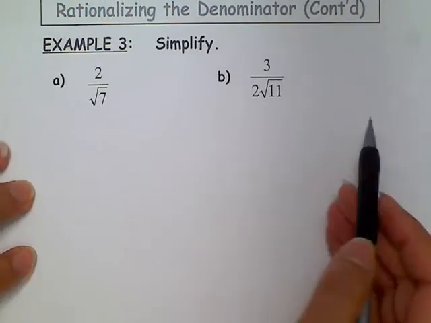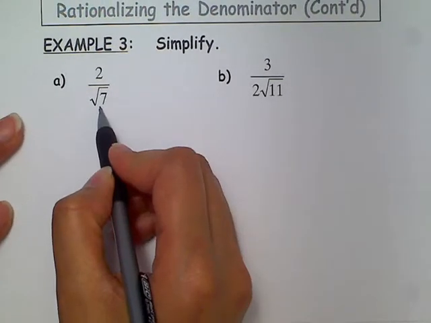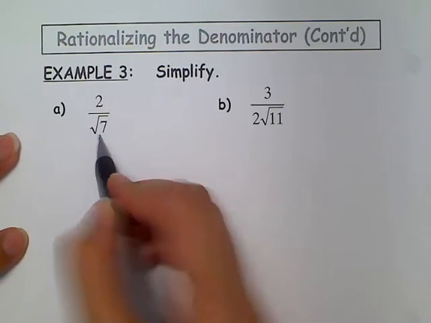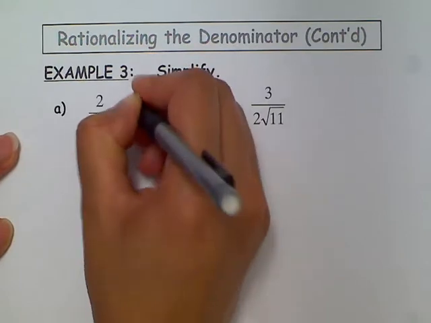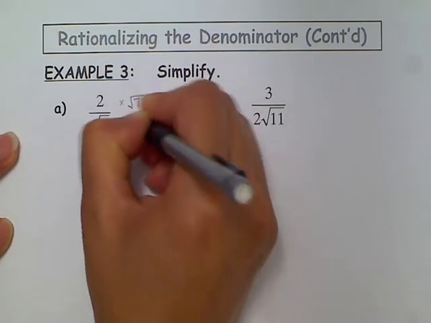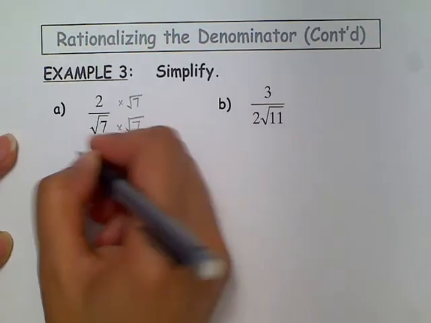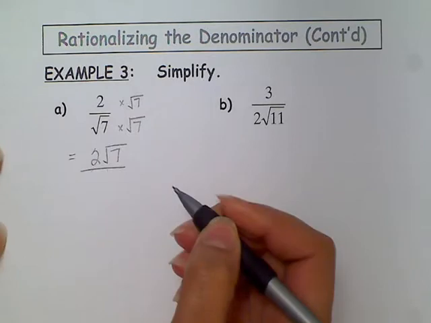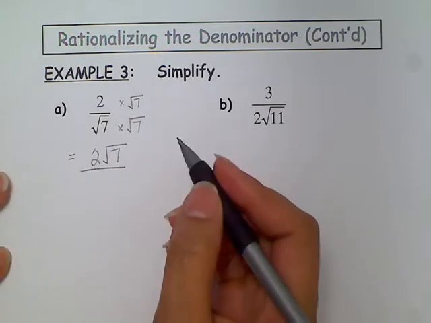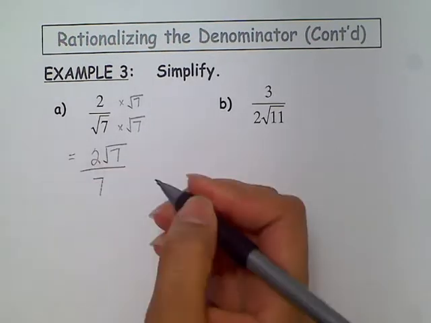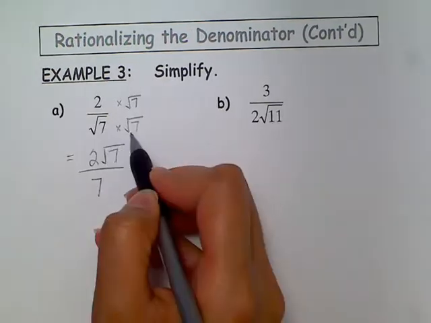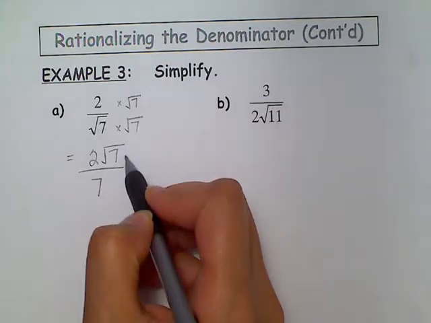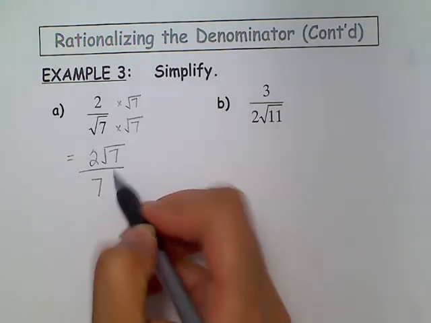So in example 3, we're just simplifying, and so you can see in the first example that I have a radical in the denominator, and a radical is not in simplified form unless there are no radicals in the denominator. And so what I'll do is multiply the numerator and denominator by the square root of 7. And so in the numerator I get 2 times the square root of 7, and in the denominator the square root of 7 times the square root of 7 is going to just give me 7. Or if you think about it as multiplying radicals, that would give me the square root of 49. And the square root of 49 I know is equal to 7.